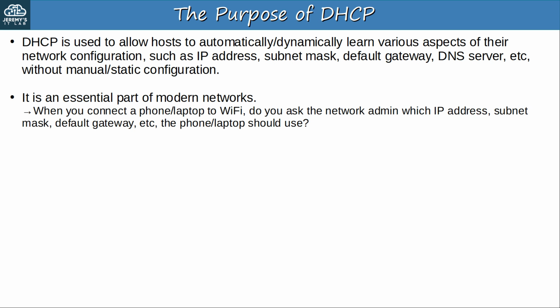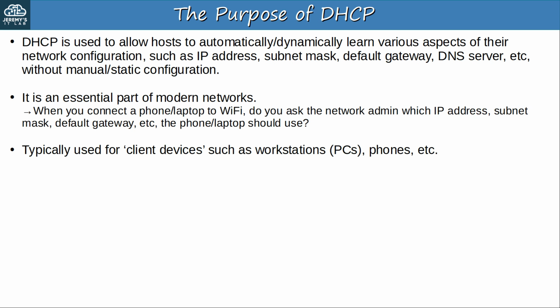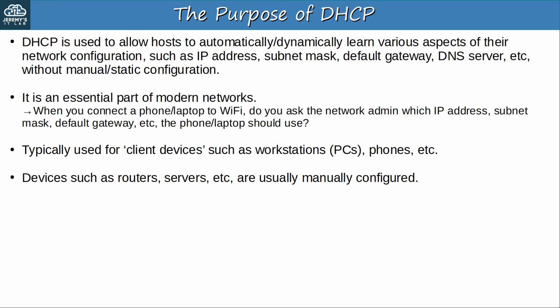In a small network, manual configuration isn't such a difficult task. However, in large networks, DHCP's role is very important. Note that DHCP is typically used for client devices such as workstations, PCs, phones, etc. Devices such as routers, servers, etc. are usually manually configured. This is because they need to have a fixed IP address to perform their function. If the default gateway of the network kept changing, it would obviously not be ideal.